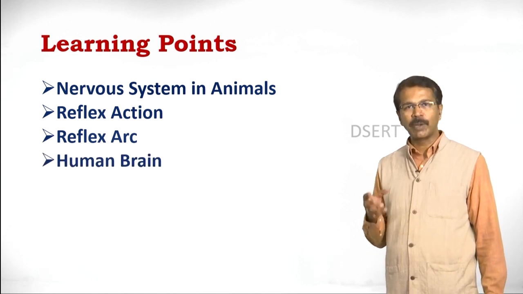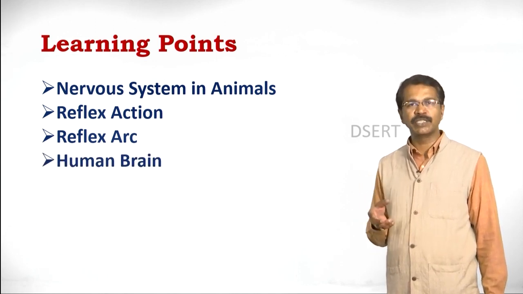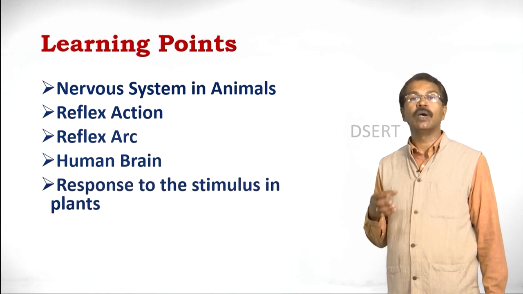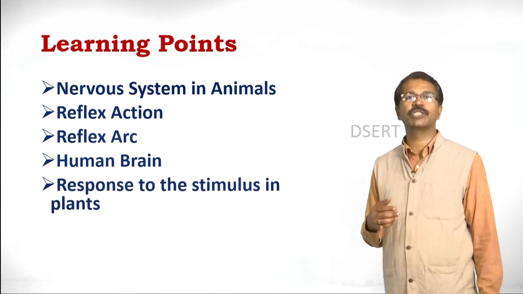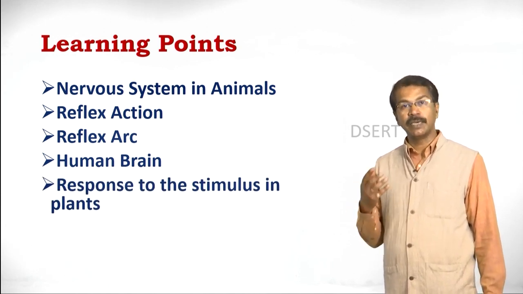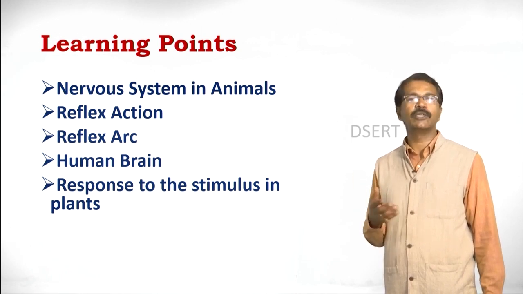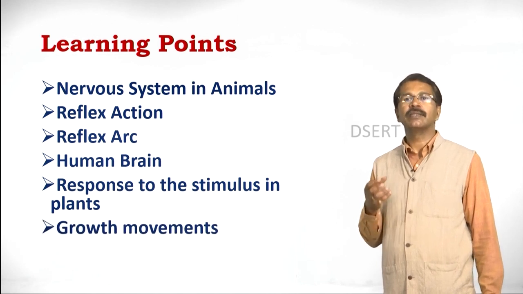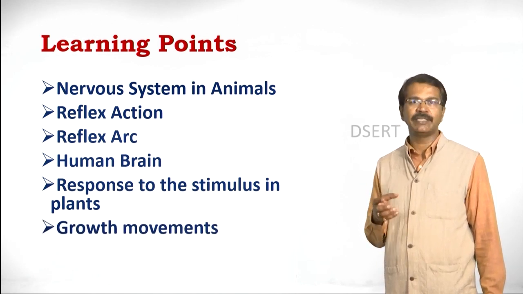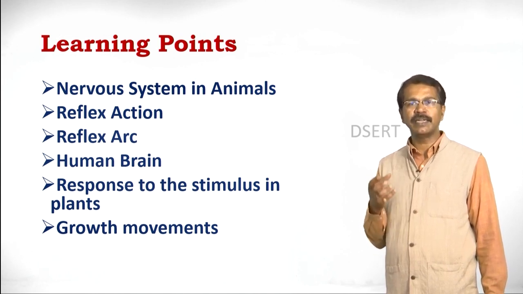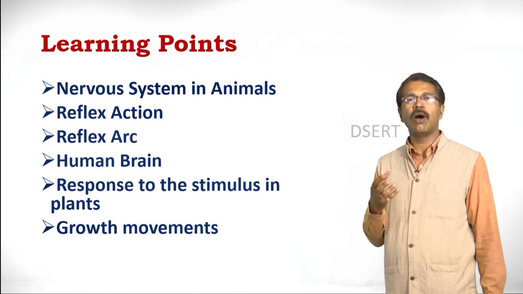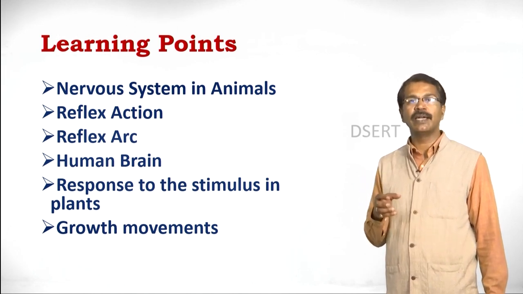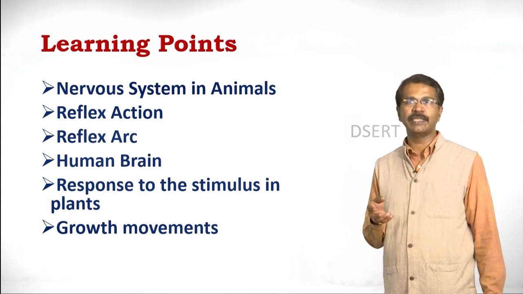Next is the human brain, its parts and its functions. Apart from that, how plants give response to a stimulus, whether they give response or not, that also we will study. Next is the growth movements in plants. Growth occurs in plants. Why does growth occur? Is there any necessity behind it, or is it just for increasing size? All those things we have already learned. Let us revise all those points again, students.